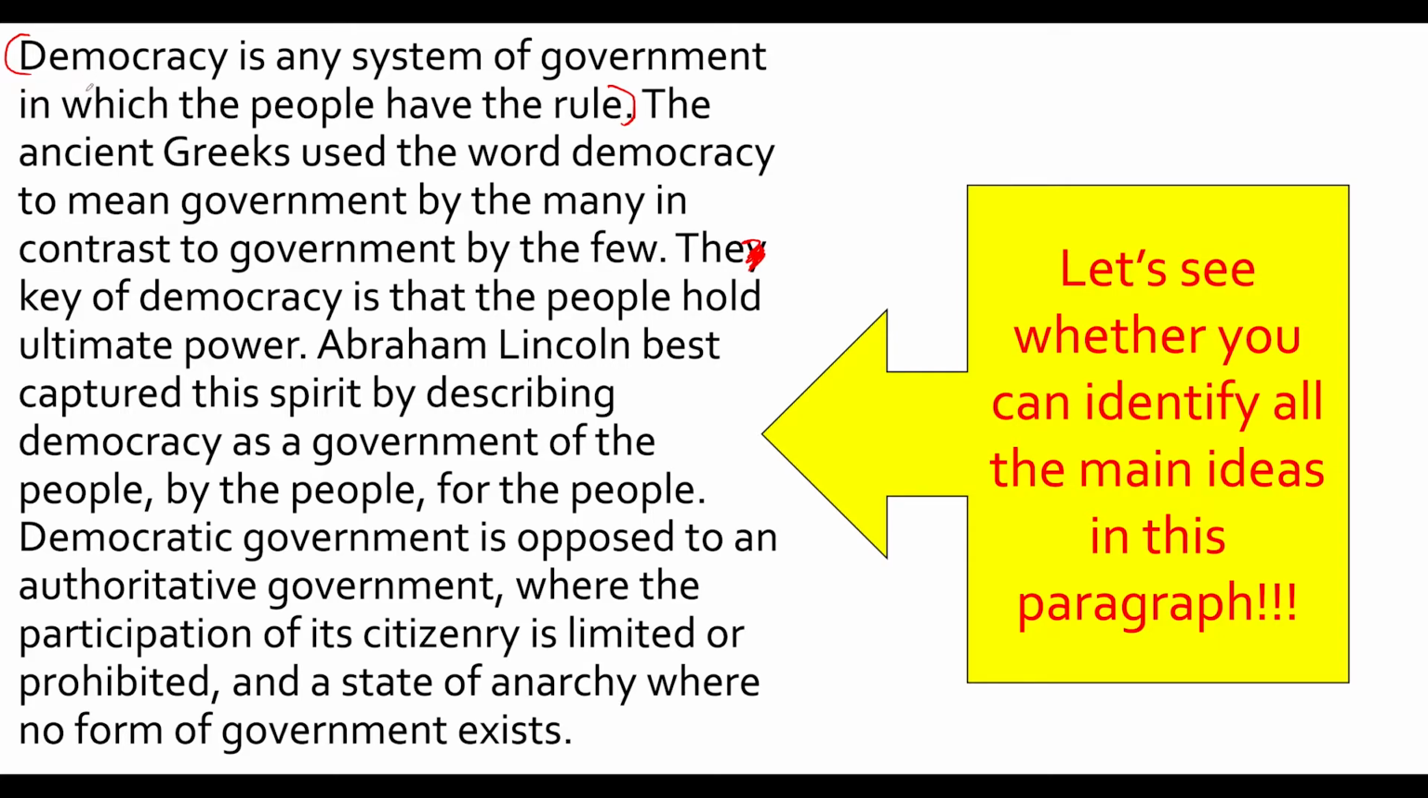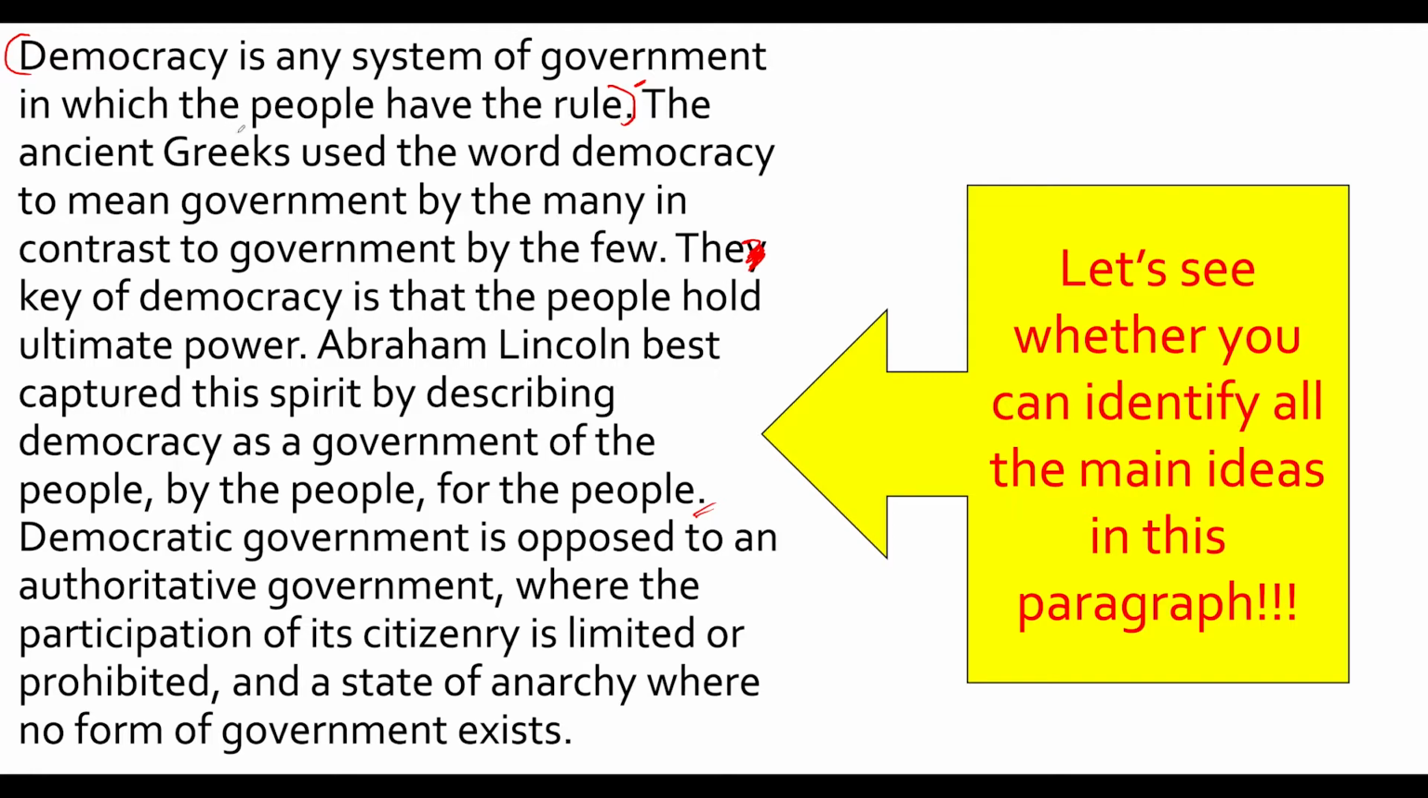Here, of course, we get a new idea that will become our main idea. That's the first thing that I have to mention. The second thing I have to mention is that it is also giving me a definition. In this definition, it is telling me what democracy is. And if I look from here to here, all of these are describing that sentence.